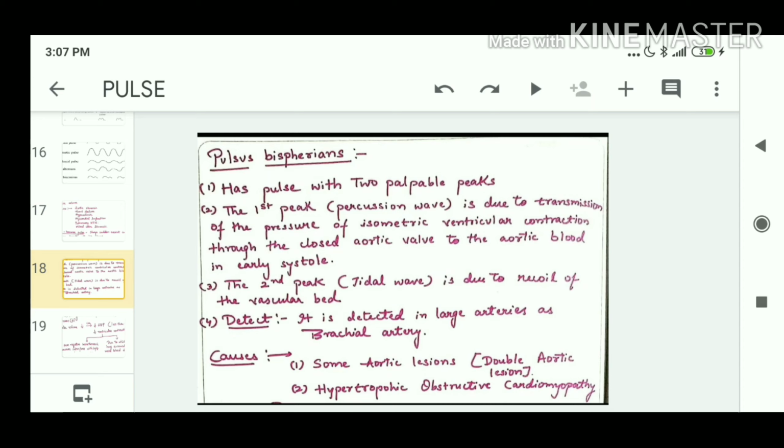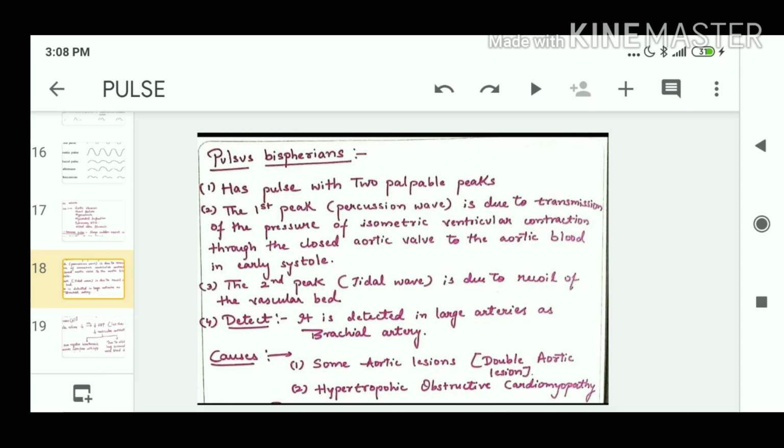And next we come to the pulsus bisferiens. It has two palpable peaks. Pulse with two palpable peaks is the pulsus bisferiens, isn't it? Bi means two. There will be two palpable peaks. The first peak will be the percussion wave. The second peak will be the tidal wave.